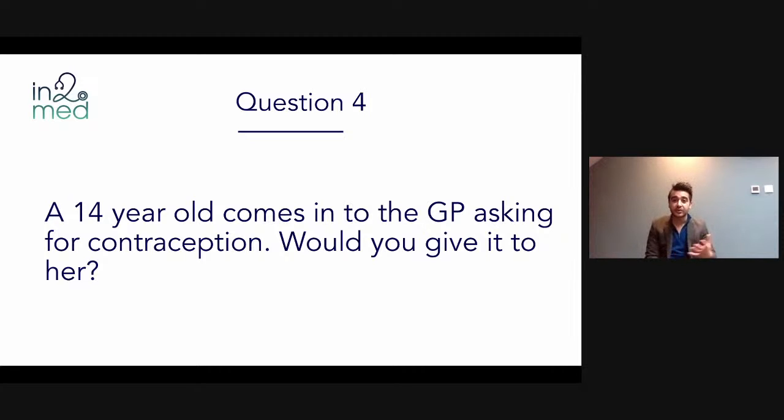If she is, I wouldn't break her confidentiality and tell her parents, but I might encourage her to tell her parents so that they are aware. I'd also want to check who her partner is, if there's any evidence of safeguarding. Is she with a much older individual? Is she potentially at risk of being sexually exploited? So I'd have to investigate that.